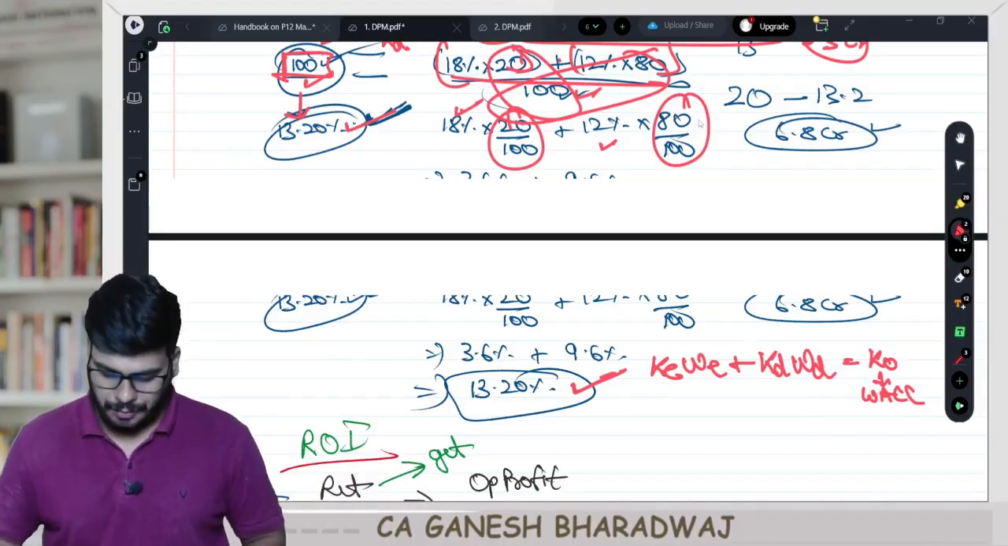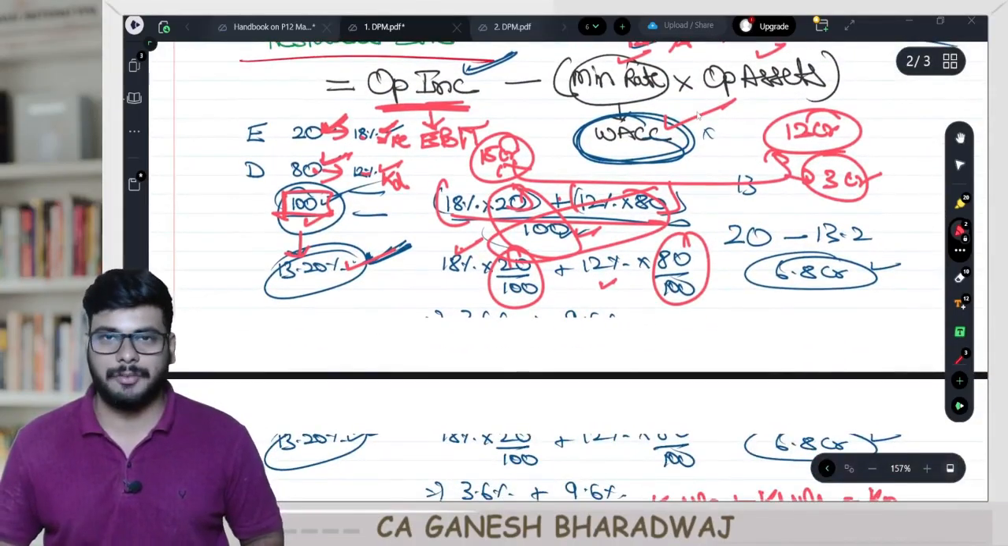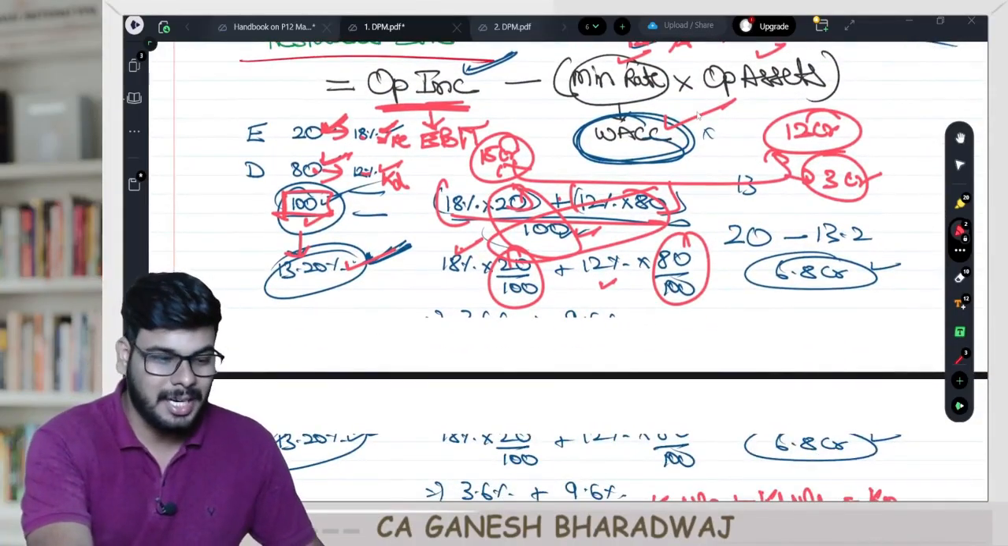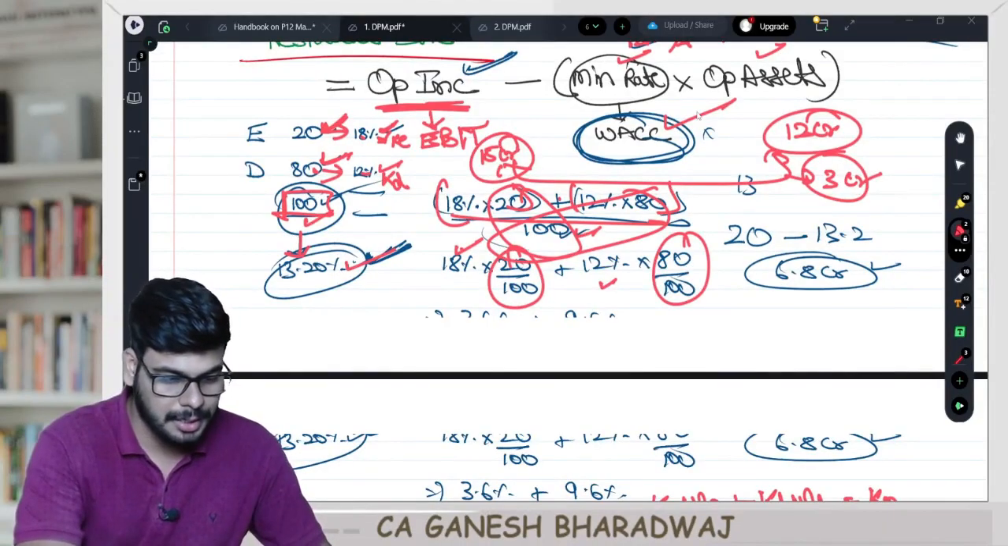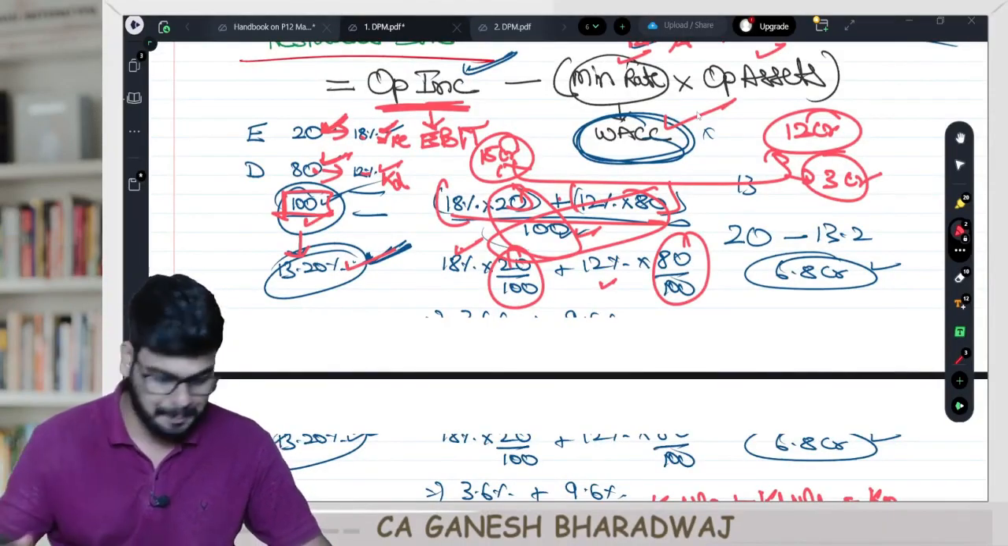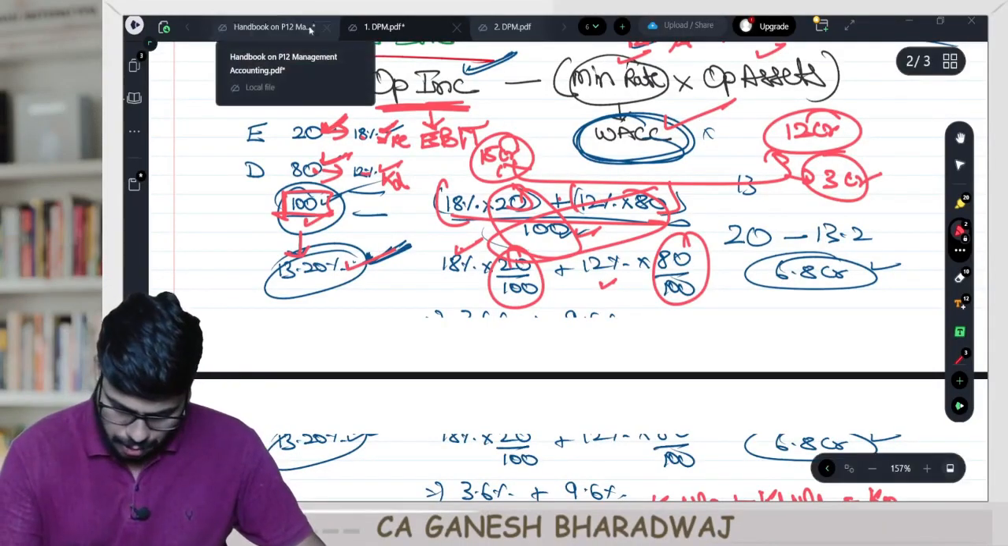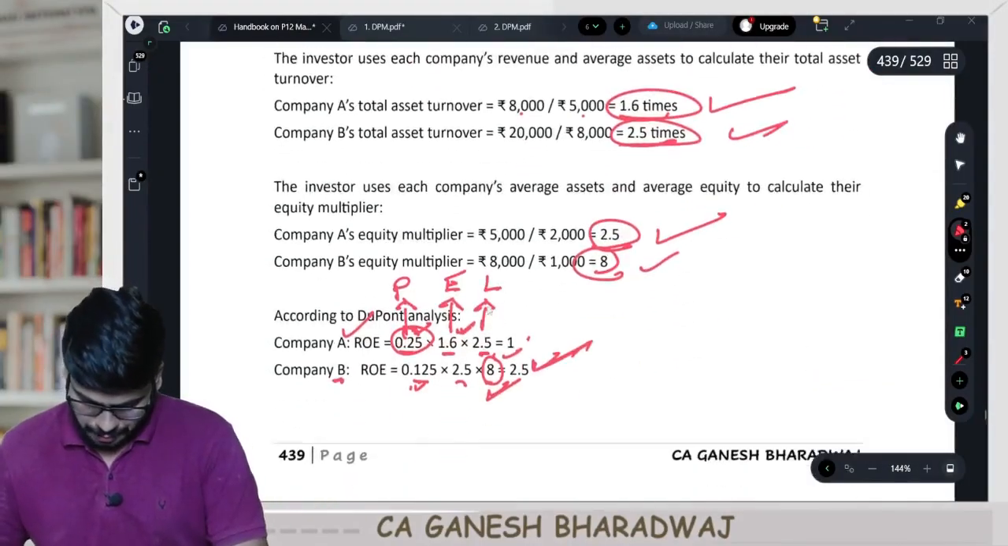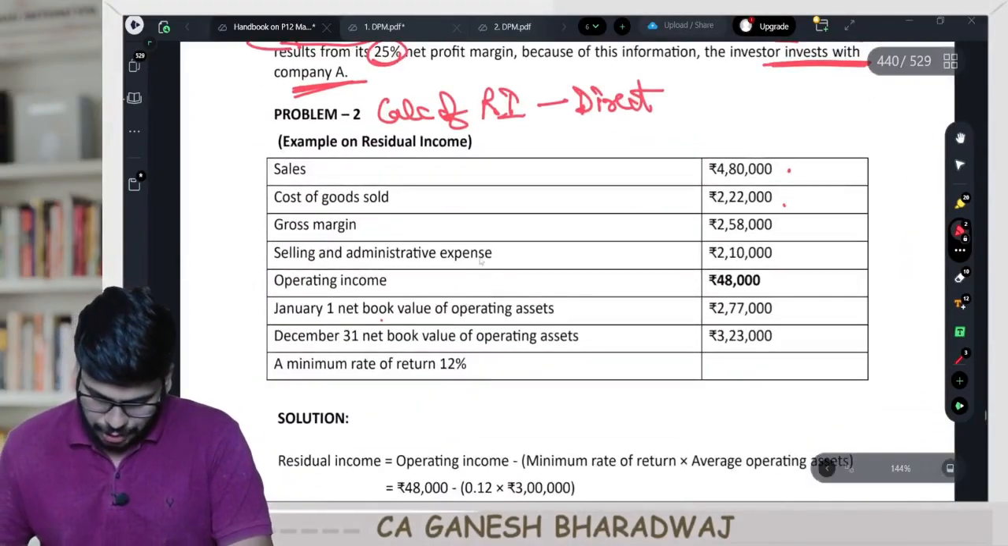That weighted average cost of capital is the minimum required rate of return. Are you clear with this, guys? Right? Now, let's quickly do one sum regarding this calculation of residual income. I think it's the next question itself. Yes, calculation of residual income.